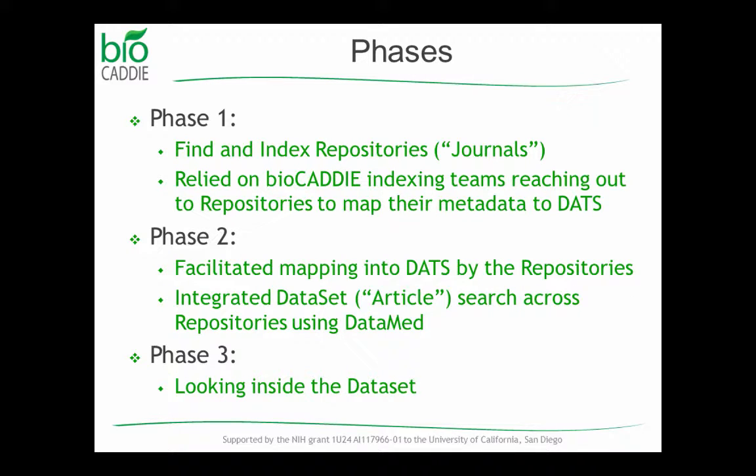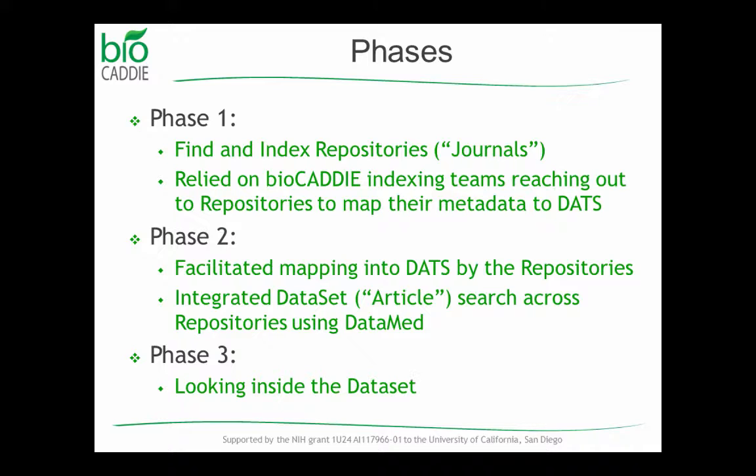And there are phases, and these are phases that I think are natural. First, we had to find the repositories we wanted to start indexing, which is very similar to the criteria that NLM has in order to index a journal. We had to index repositories, and we relied on bioCADDIE indexing teams to reach out to repositories and map their metadata to DATs, a process that we know is not scalable, but it was necessary to populate the first DataMed prototype and then to get others to understand what the idea is.